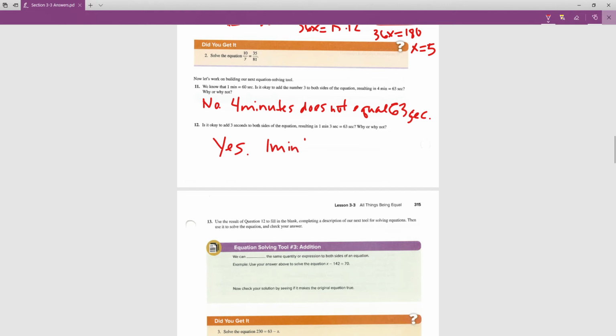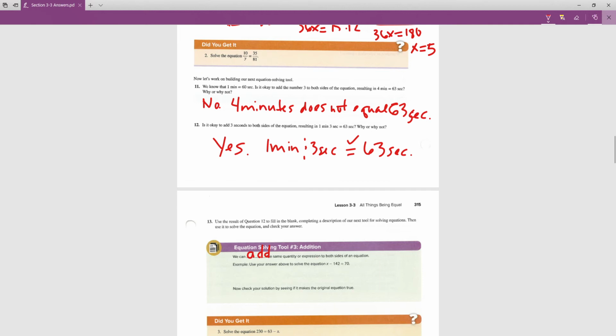So 1 minute and 3 seconds is equal to, I'm going to put a check mark above it, is equal to 63 seconds, which is what we started with, a true statement. So true statement, still have a true statement. So that leads us to our solving tool with addition, which is tool number 3 here. We can add the same quantity. That was the key there with question 11 and 12. We weren't adding the same quantity in question 11, but in question 12 we were. So we can add the same quantity to both sides of an equation and it's a legit tool to use.